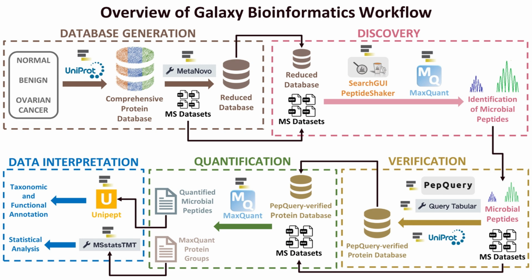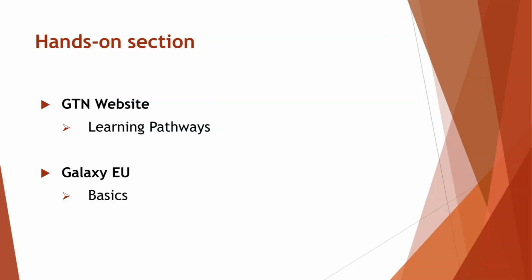Next, we will move on to the hands-on section. For this section, I highly recommend you open different tabs to make things easier for yourself. We will cover the basics of the GTN website and Galaxy EU, such as how to navigate to find things, and a preview of how we will set up for each module. That will prepare us for the next video, where we cover Module 1 database generation and execute its workflow.